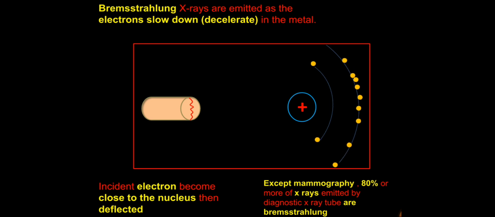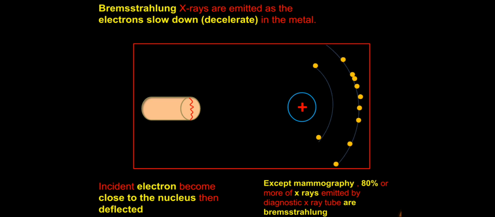Bremsstrahlung X-rays are emitted when the electron ejected from the filament of the cathode doesn't have enough energy to eject an electron from the orbital shells of the target anode. So this electron travels deeper in the atom to become close to the nucleus and interact with the nucleus, then is deflected and emits the X-rays called bremsstrahlung X-rays.